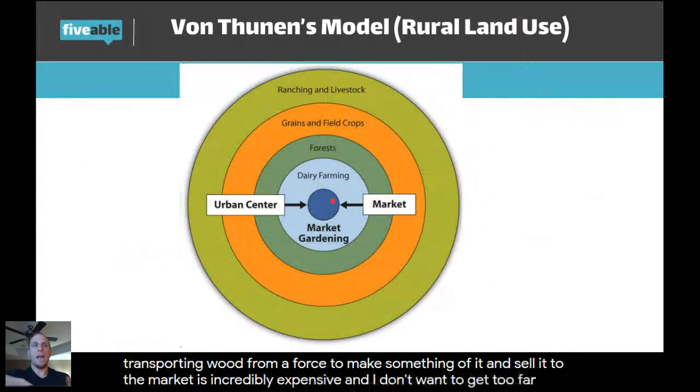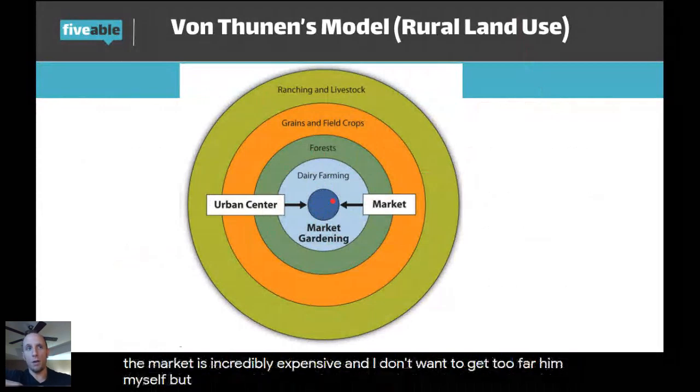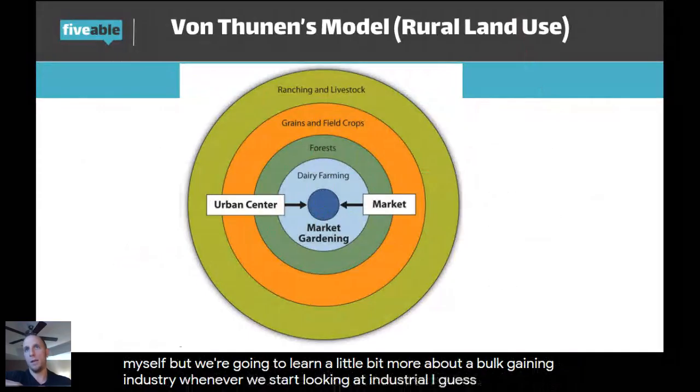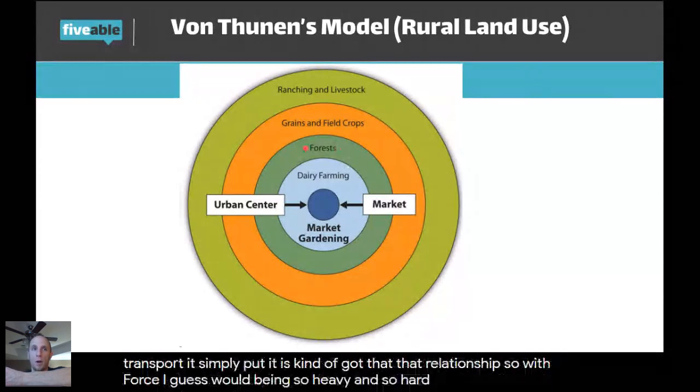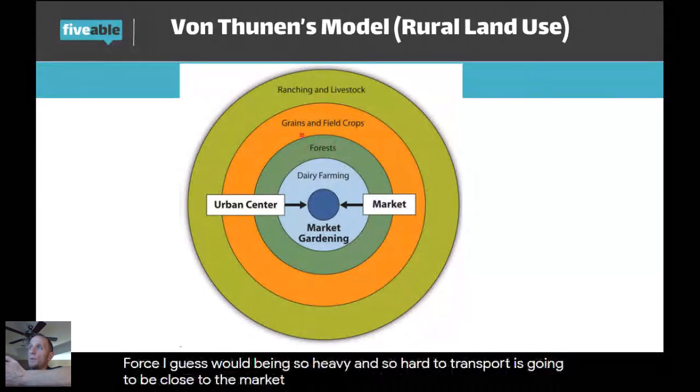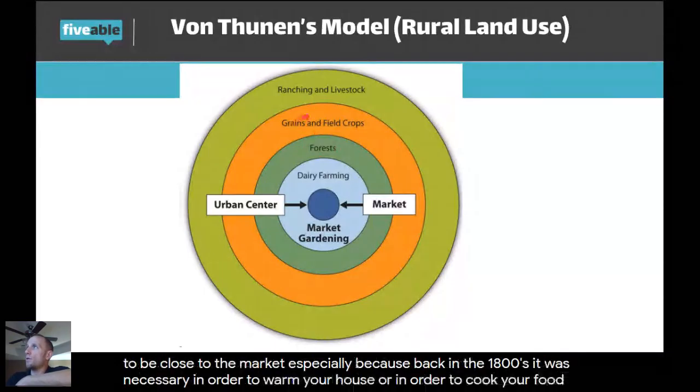And I don't want to get too far ahead of myself, but we're going to learn a little bit more about a bulk gaining industry whenever we start looking at industrial geography in a couple of weeks. But the idea here is that the heavier something is when you go to transport it, the more it's going to cost to transport it. Simply put, it's kind of got that relationship. So with forest, wood being so heavy and so hard to transport, it's going to be close to the market, especially because back in the 1800s it was necessary in order to warm your house or in order to cook your food. Grains and fuel crops are going to be next.